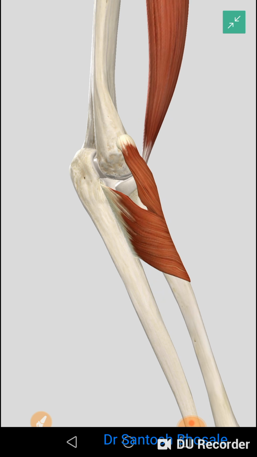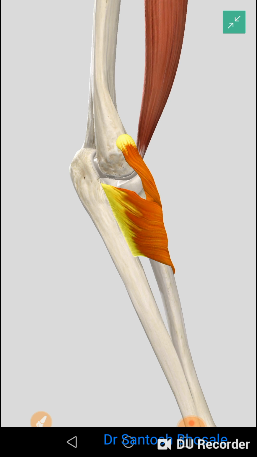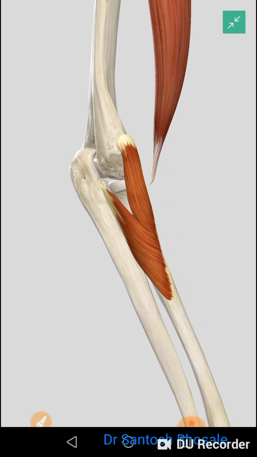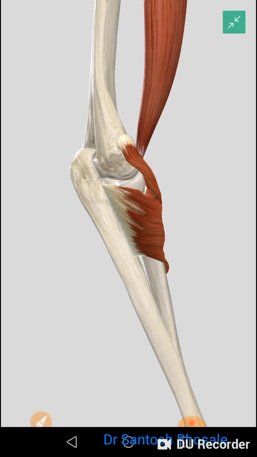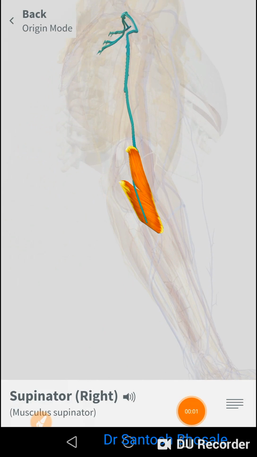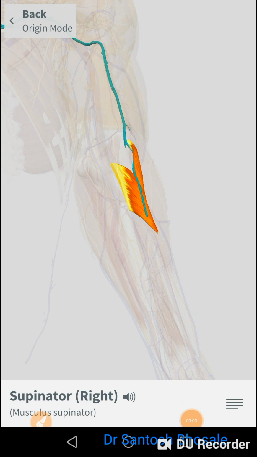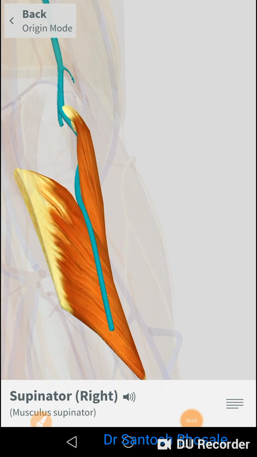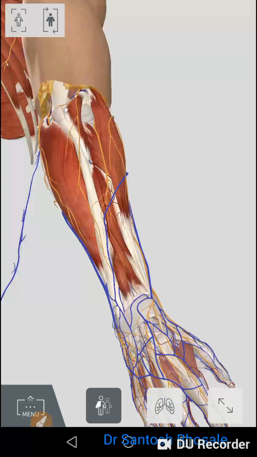And the deep branch of the radial nerve here lies over this muscle and supplies the majority of the posterior compartment muscles. You can see here, supinator is supplied by posterior interosseous nerve. As you can see, the deep branch of radial nerve is entering between the two heads of supinator and entering the forearm. And as I already told you, this posterior interosseous nerve lies in the plane between the superficial group and the deep group of muscles.